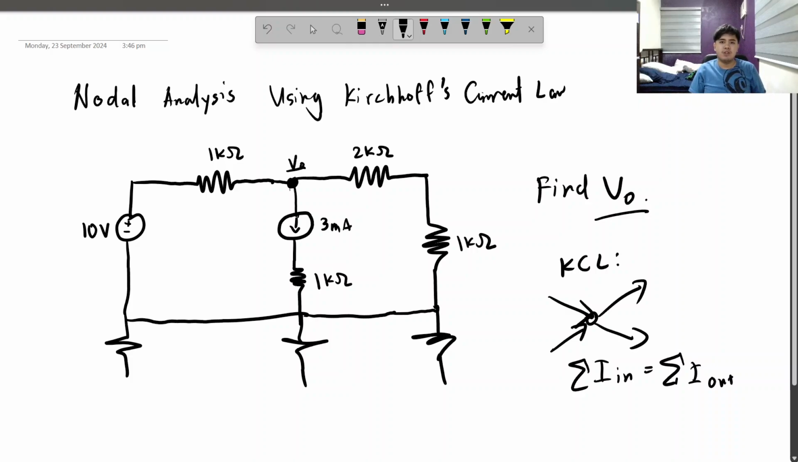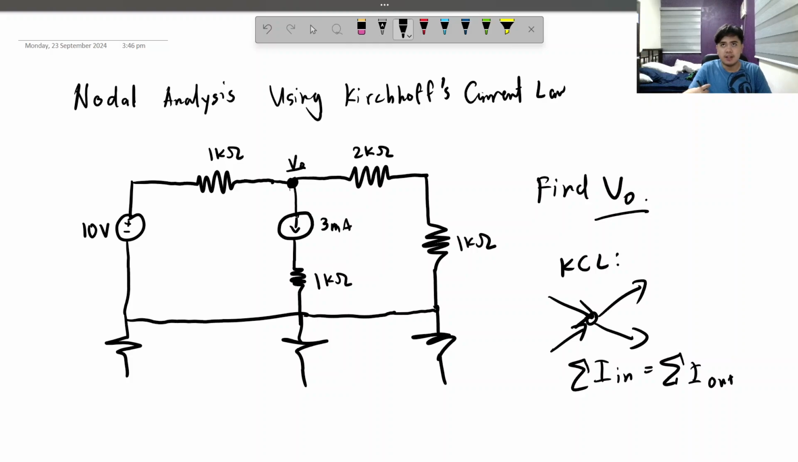In this video, we're going to be tackling nodal analysis using Kirchhoff's current law. Now, in this circuit, we are tasked with finding V naught. So how are we going to analyze this circuit to find V naught? Well, remember Kirchhoff's current law. Kirchhoff's current law states that all current going in is equal to all current going out.